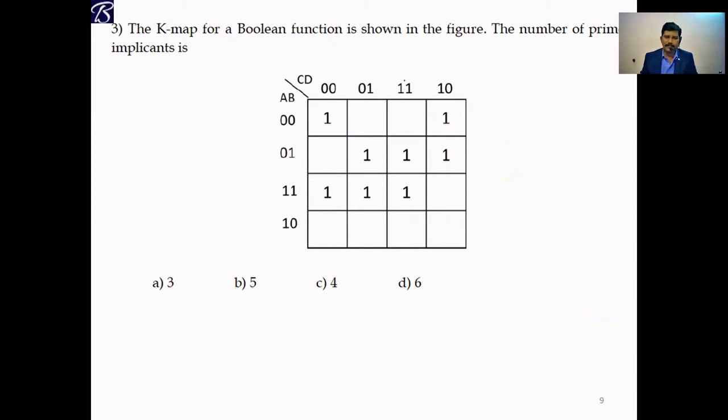Now let us try to solve this problem. The number of prime implicants. He asked only the number of prime implicants, not essential prime implicants. All the possible groups are nothing but prime implicants, right? Consider this one. How many possibilities are there here? Only one pair. This is one.